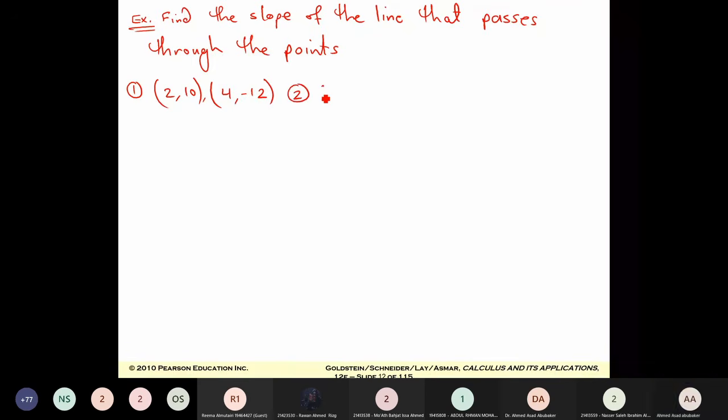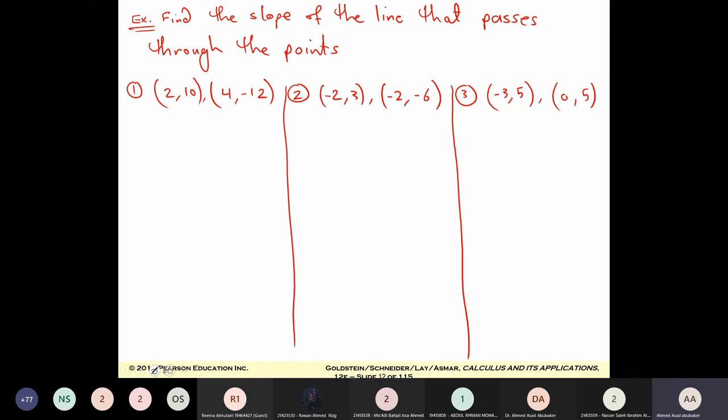Number 2, (-2, 3) and the second point (-2, -6). Number 3, (-3, 5) and (0, 5). Okay, so we have 3 pairs of points on the line, and we need to find the slope of the line.